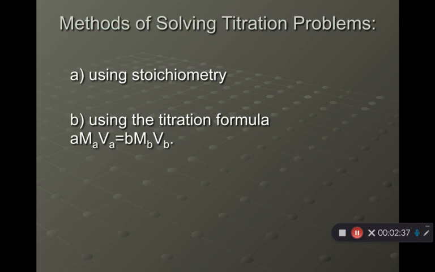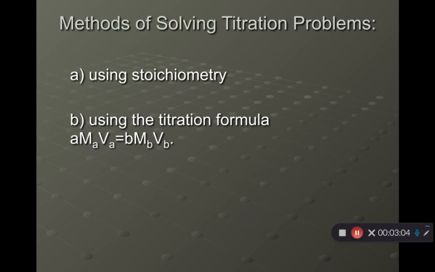So the shortcut method says MAVA equals MBVB, and then they have a little a in front, and that's how many H's are in your acid, and a little b in front, and that's how many OH's are in your base. If you only have one H in your acid, then the a is just 1. If you only have one OH in your base, then the b is just 1. The MA is molarity of the acid, and the VA is volume of the acid. MB is molarity of the base, and VB is volume of the base.